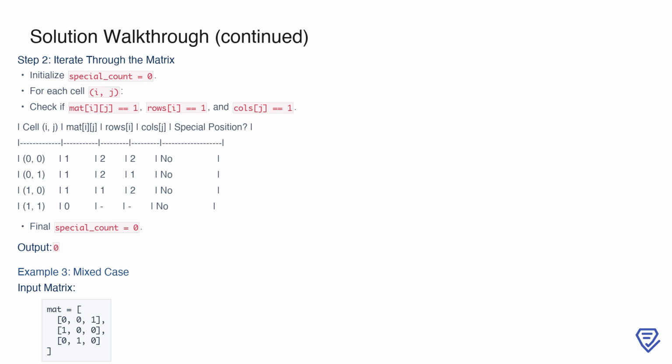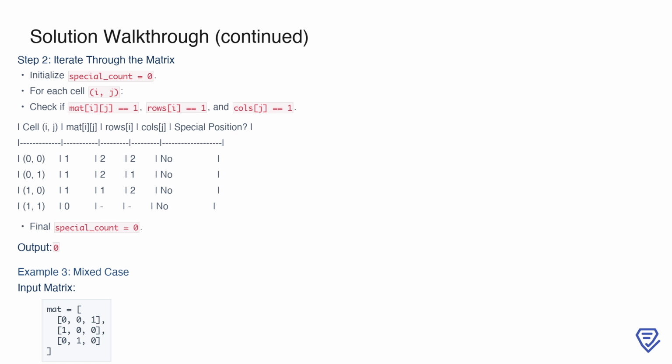As before, we initialize special_count to 0. At position 0 0, the cell contains a 1, but the row sum is 2 and the column sum is 2, so this position is not special. At position 0 1, the row sum is still 2, disqualifying it. Moving to row 2, position 1 0 has a row sum of 1, but its column sum is 2, so it is not special either.